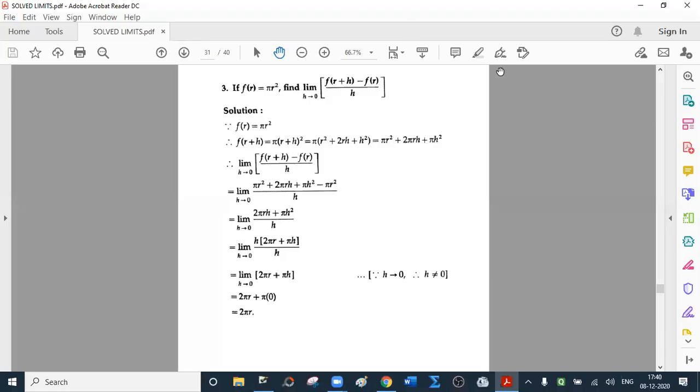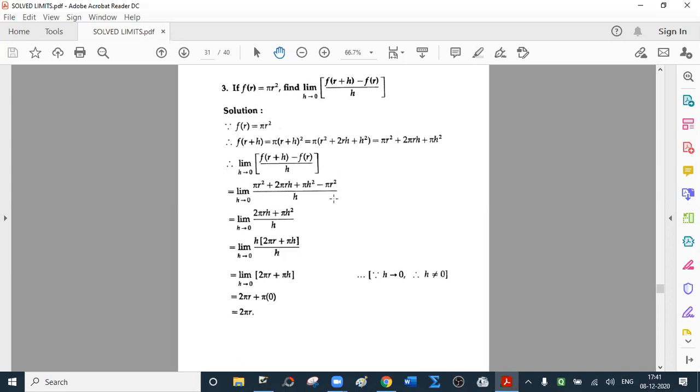Now third sum: if f(r) is pi r square, find limit h tends to 0 of f(r plus h) minus f(r) upon h. Now f(r) is pi r square. So what is f(r plus h)? It is pi into, previously it was square of r, now it is square of r plus h. Simple. Just simplify by opening the brackets.